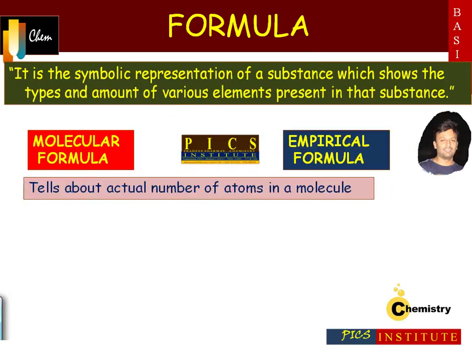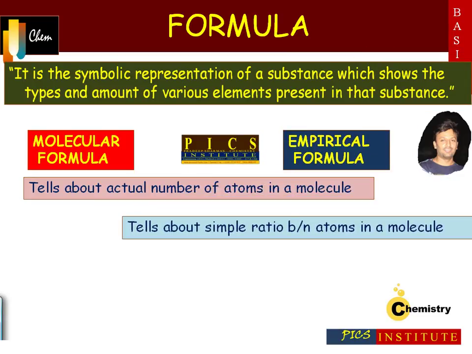Molecular formula tells us about the actual number of atoms present in a molecule. It tells us about the actual number of atoms. Empirical formula tells us about the simple ratio between different atoms present in a molecule. So empirical formula simply tells us about the ratio between different atoms in a molecule, and molecular formula tells us about the actual number of atoms present in a molecule.